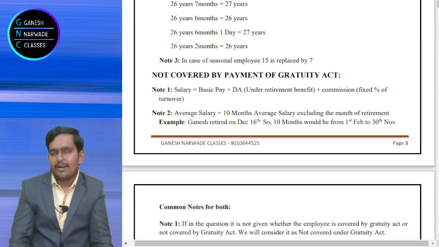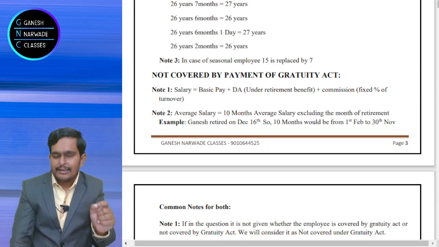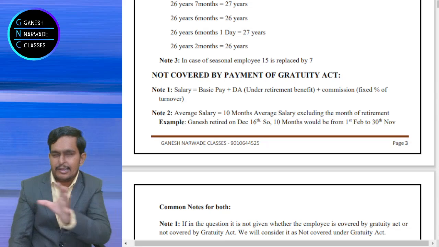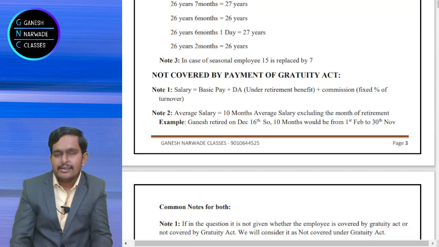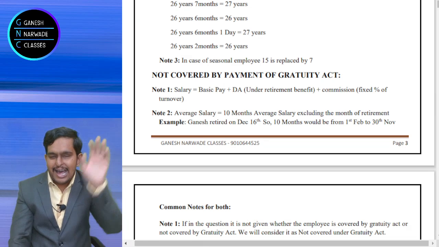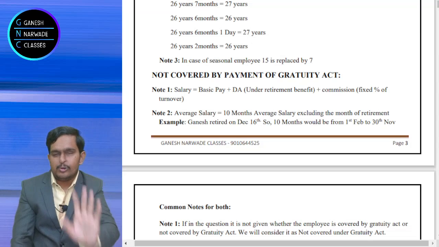Salary, basic pay of February, basic DA, retirement benefits of February, commission of February, separately totaled. Like that March, like that April, May, June, July, separately you calculate. Then do the total of those 10 months divided by 10. You will get the average monthly salary. If there are any fluctuations, if there are any changes during Feb to November, then you do it this way.